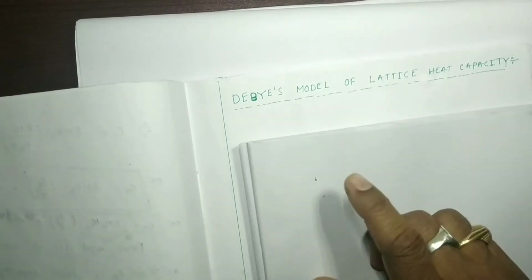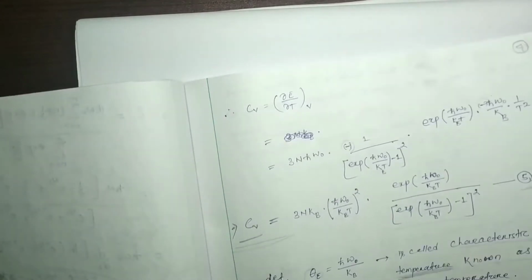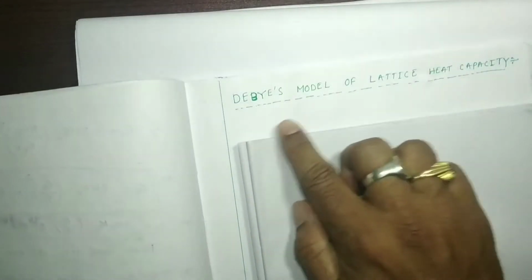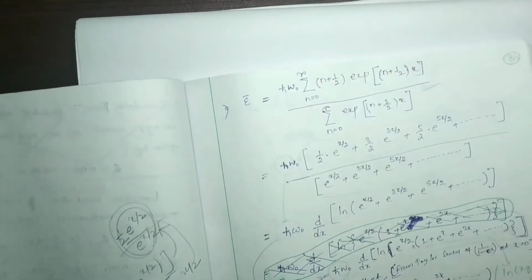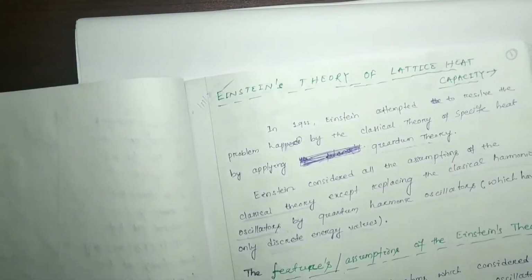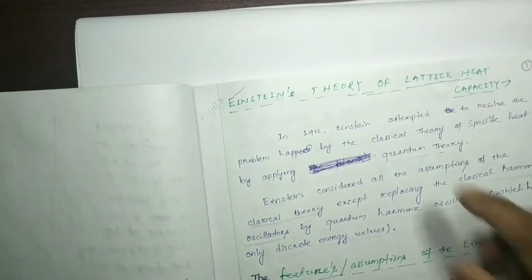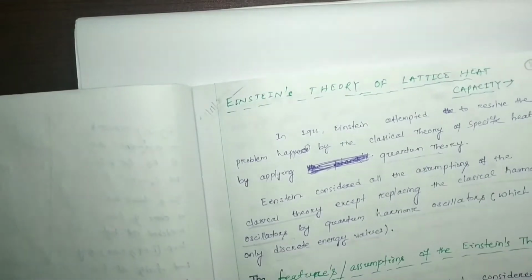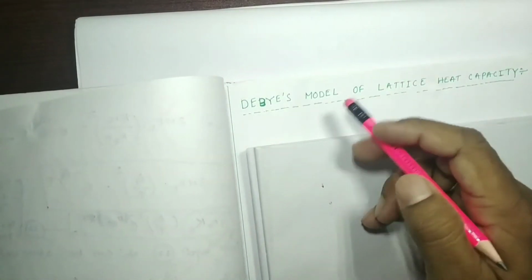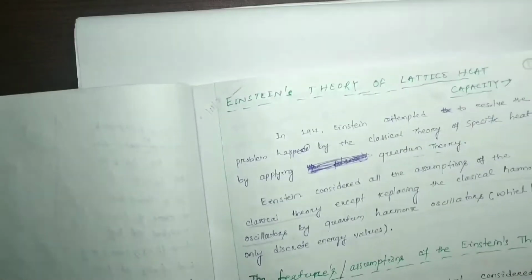Okay. Before we start this model, first we have to recall why this model has been developed, because previously we discussed the Einstein model and the classical theory model of specific heat capacity. Why did these two models fail, and why was this model developed? With a short revision we are going to discuss.